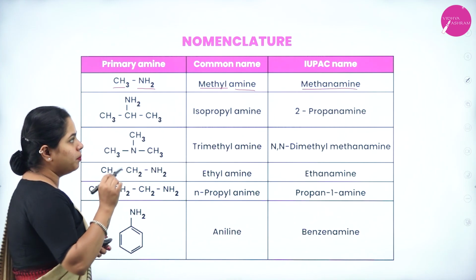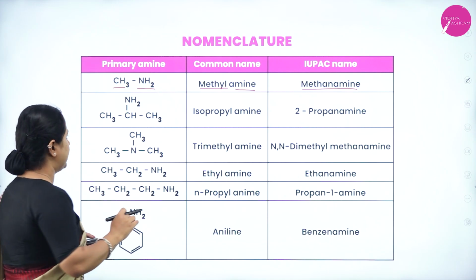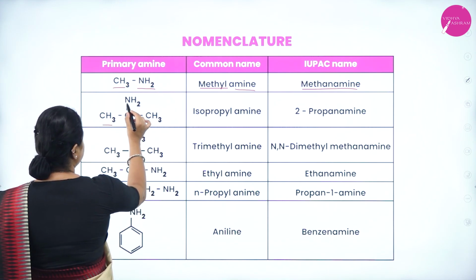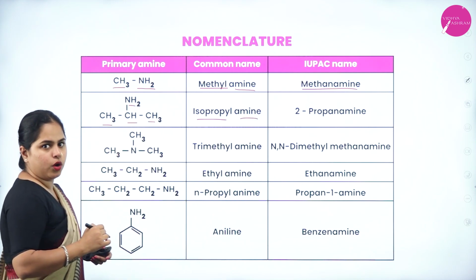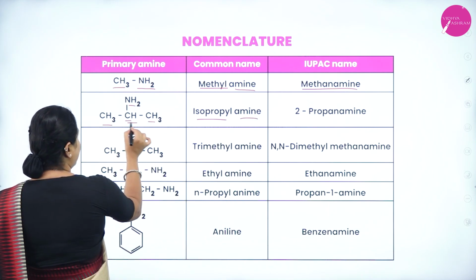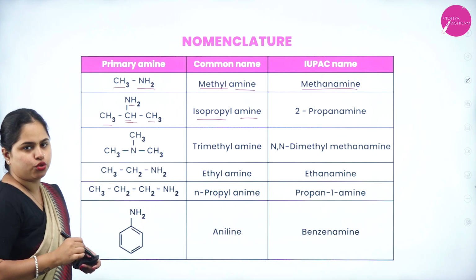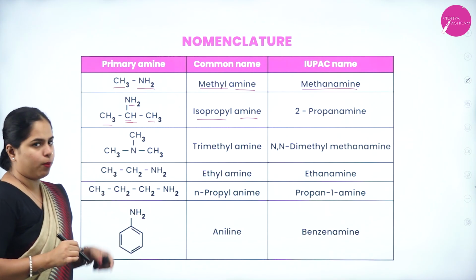Methanamine. Clear? So from methane, that E is replaced by amine. Now you have CH3, CH, NH2, CH3. So this is isopropyl amine. That is, the second carbon atom is having the NH2 group. So this is isopropyl amine.